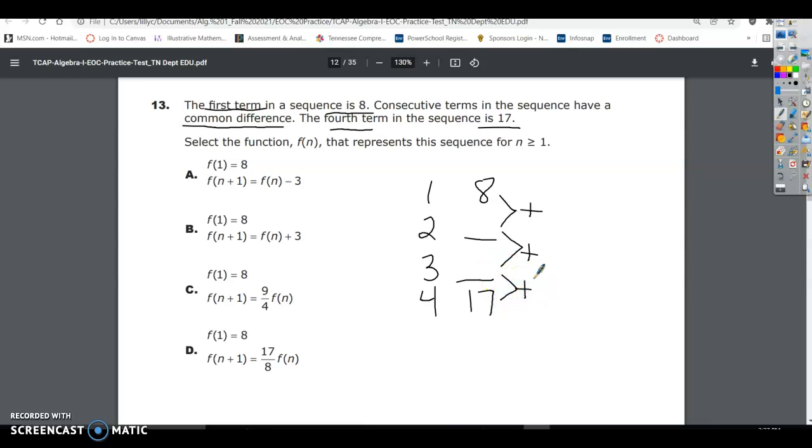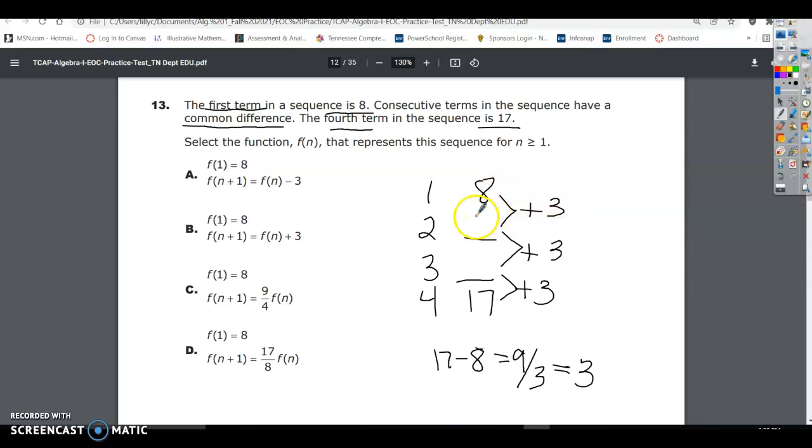Now, what is the difference between 17 and 8? That is 9. So 17 minus 8 equals 9. Well, we've got a common difference. We need the same number added 3 times. So if we divide 9 by 3, that gives us 3. So we can determine that our common difference is 3 just by looking at the pattern, and then we can check it to see if that works with the numbers here.